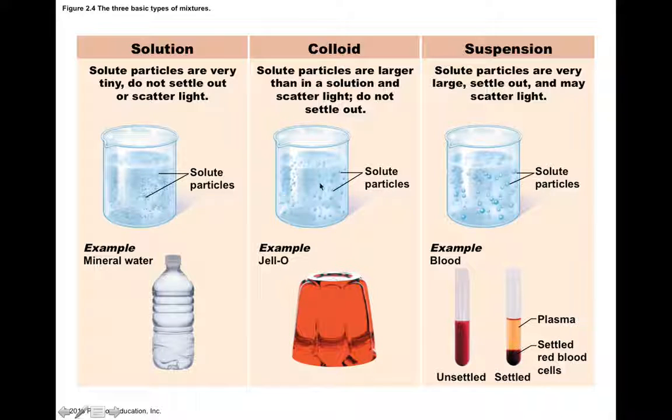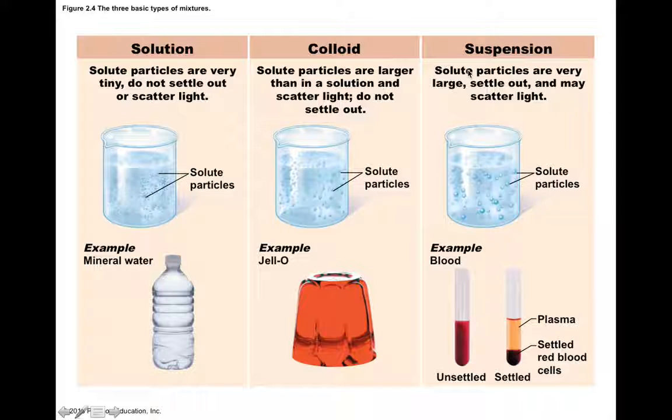Now, a colloid is different here because the solute particles are larger than they are in a solution, and they do end up scattering light. That's what we see here with the example of Jello, how light is scattered, which makes it look different than just pure water. But a colloid has solutes that don't settle. So the solutes that you use to make Jello, which is gelatin, don't just settle at the bottom of your Jello tray. Fortunately, it all stays mixed, and you get this particular example of a colloid.